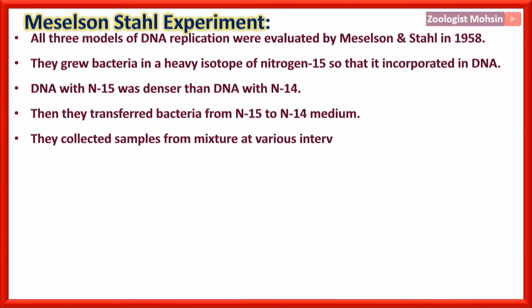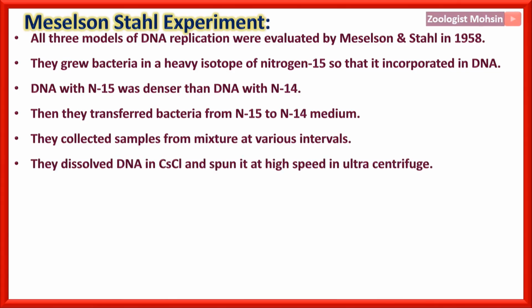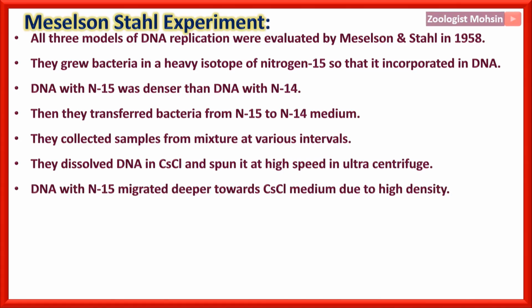They collected samples from the mixture at various intervals when the replication started. They dissolved DNA in cesium chloride and spun it at high speed in an ultracentrifuge. A centrifuge is a machine for spinning different solutions to separate them on the basis of density. DNA with N15 migrated deeper toward the cesium chloride medium due to high density in the centrifuge.